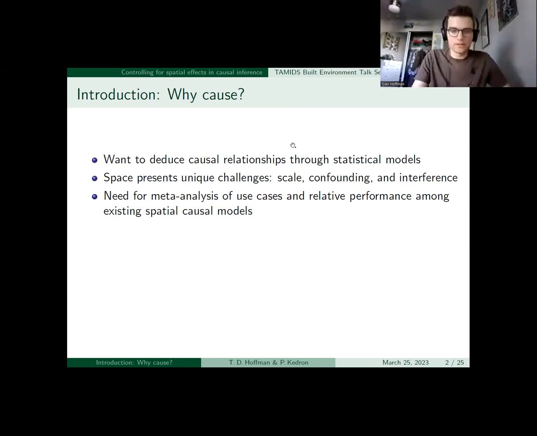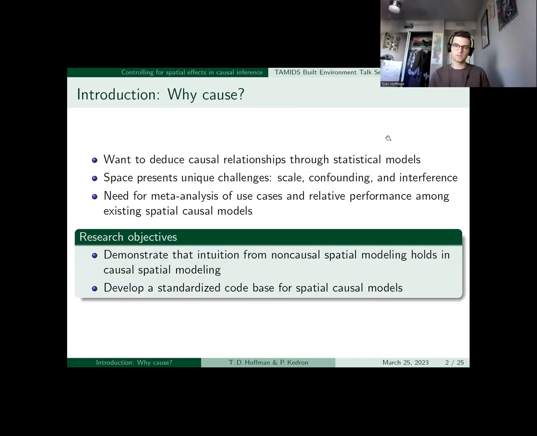So now that I've set that up, our objectives for this research were twofold. First, we wanted to demonstrate that intuition from non-causal spatial modeling, so the spatial statistics of the 80s and 90s, this is like Luc Anselin's heritage, sort of LeSage, Pace, etc., that this intuition holds in causal spatial modeling. So we want to carry the guidance that we've already built up into a new setting, into this causal setting.